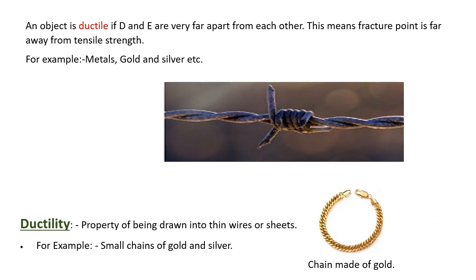An object is ductile if D and E are very far apart from each other. This means the fracture point is far away from the tensile stress. For example, metals, gold, silver, etc. And the property of being drawn into thin wires or sheets is known as ductility of the material.